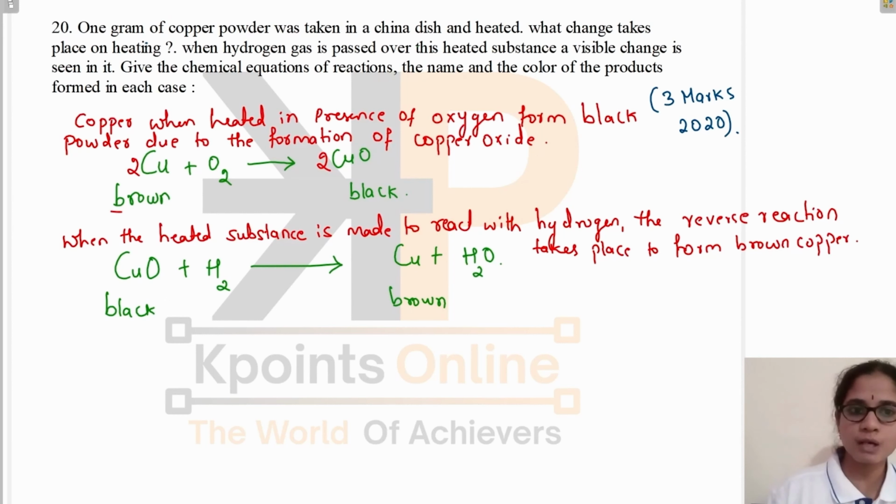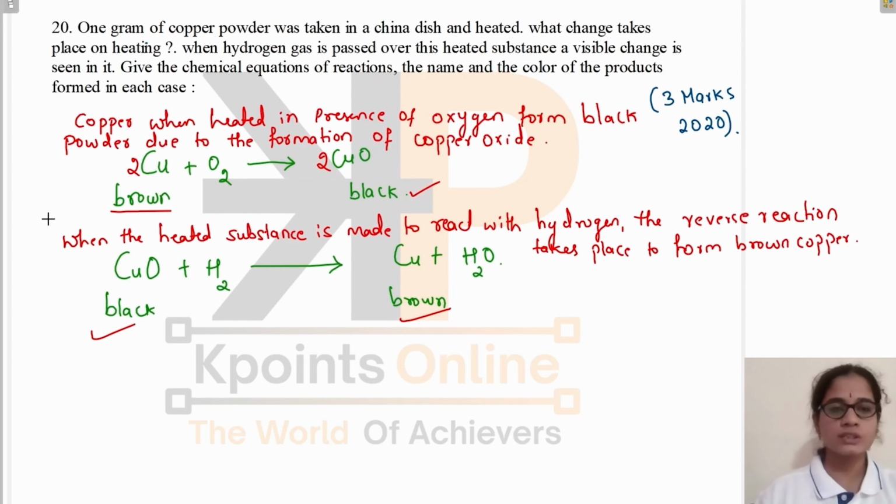First, initially it was brown in color. Once it has undergone the oxidation, it has become black in color. Again, when this substance is made to react with hydrogen, it again retains its color, that is brown. You have to mention the color also as it is asked in the question. Okay, this is all about the reaction of copper with oxygen and the reaction of copper oxide with hydrogen.